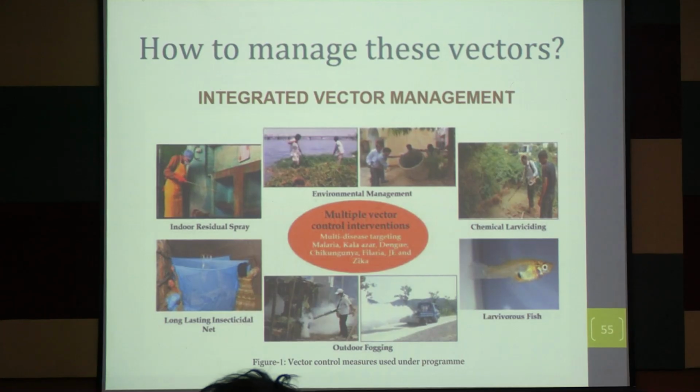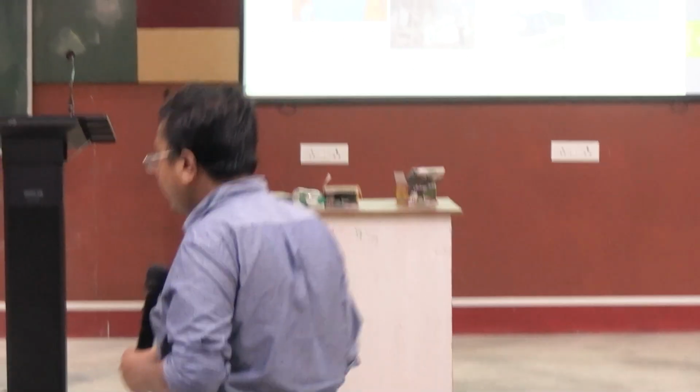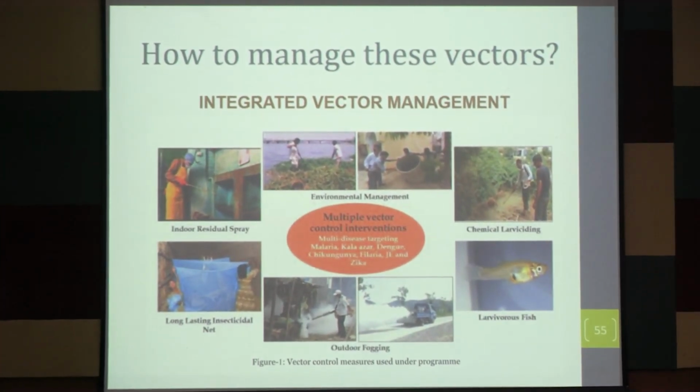Usually for eggs, we use biological control or pesticides. Biological control, what do we use? Gambusia or Guppy fish, okay. And for anti-larval, they are also biological, the same.